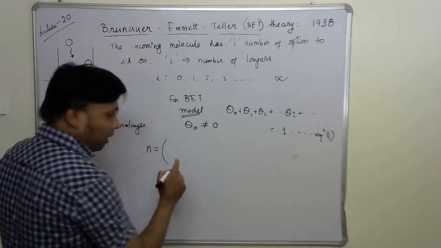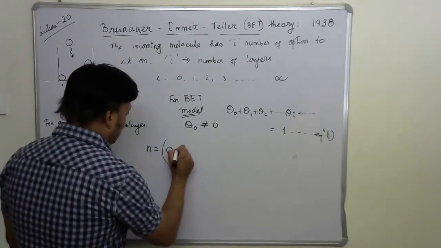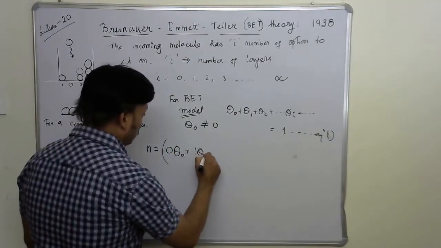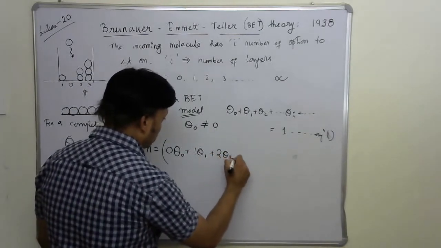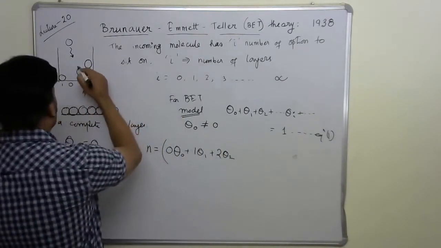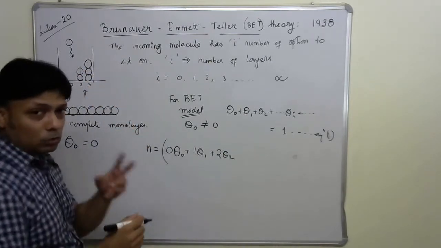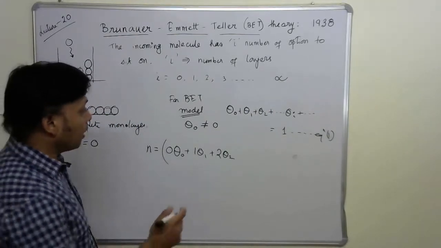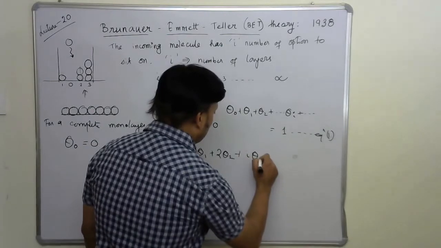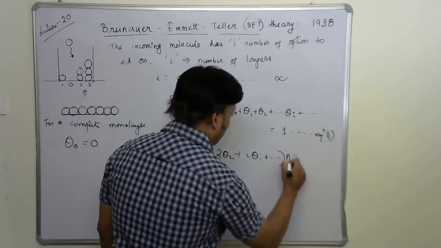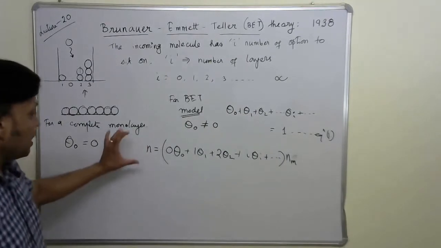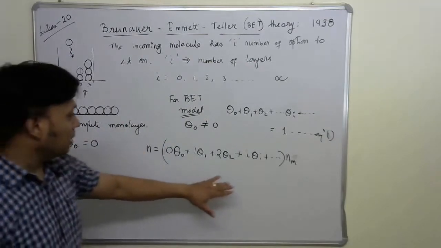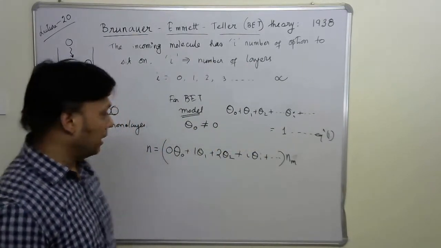It can be expressed by this number: 0 molecules on theta 0, plus 1 molecule at theta 1, plus 2 molecules at theta 2. So whatever the fraction covered by 2 molecules is theta 2, and since we are finding the total number of molecules, we multiply by this number, plus i theta i, and so on, multiplied by nm. So that gives us the number of gas molecules adsorbed at any time. So n should be equal to these fractions multiplied by nm.